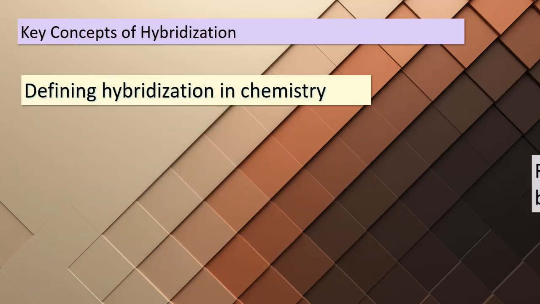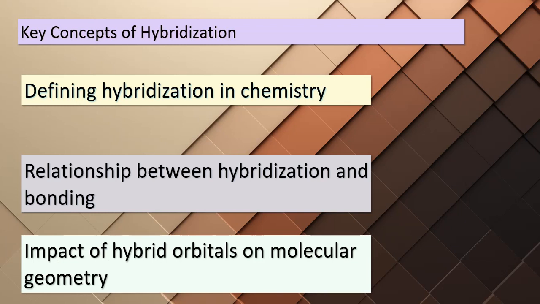Hello, brilliant minds. Today, we're unwrapping the key concepts behind hybridization. Think of hybridization as a dance of atomic orbitals. Atoms in a molecule mix their native orbitals to create new hybrid orbitals. These hybrid orbitals are essential for bonding, shaping the molecule's geometry, and determining its properties.